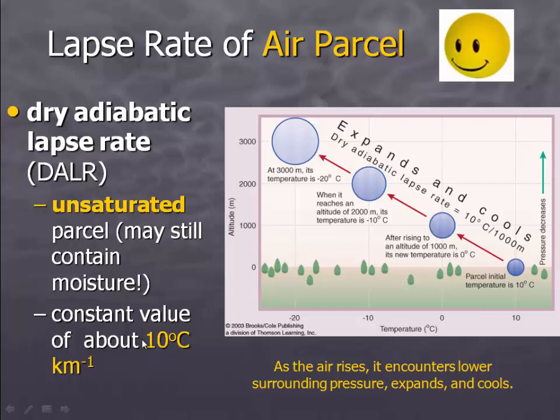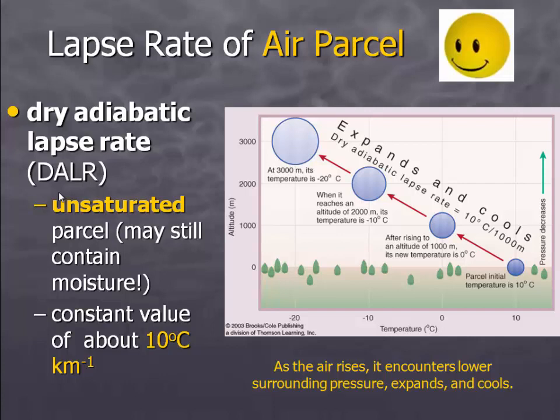There's kind of a negative sign implied here because we know that the temperature decreases in the troposphere, so we just ignore the fact that that is negative. But indeed, for every 1 kilometer you ascend into the atmosphere, the temperature will fall at about 10 degrees Celsius if the parcel is unsaturated. So don't worry about the outside air.